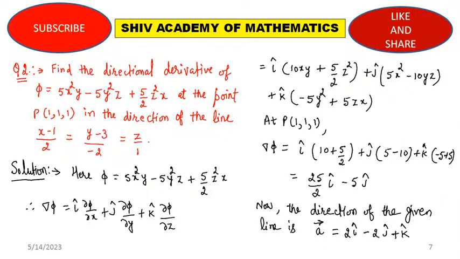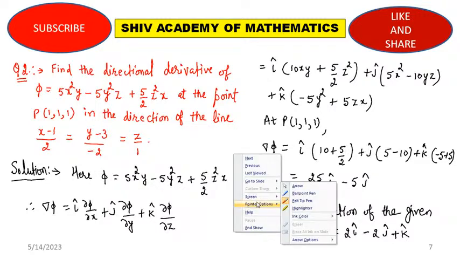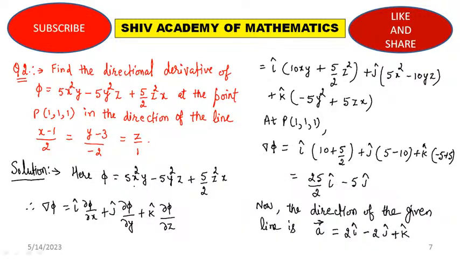So we have to find the directional derivative of phi equal to pi x square y minus pi y square z plus pi by 2 z square x. Solution: phi is given, so we take the gradient of this phi, del phi equals i cap partial phi by partial x plus j cap partial phi by partial y plus k cap partial phi by partial z. The derivative of pi x square y with respect to x is 2 pi xy, then pi by 2 z square x gives pi by 2 z square.